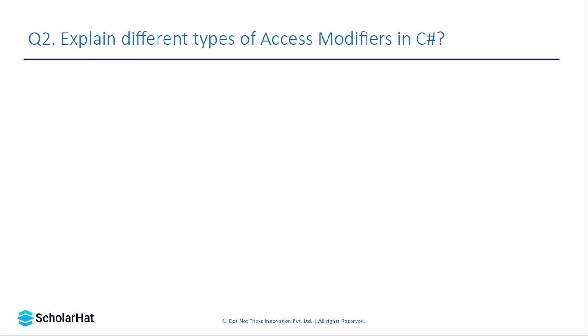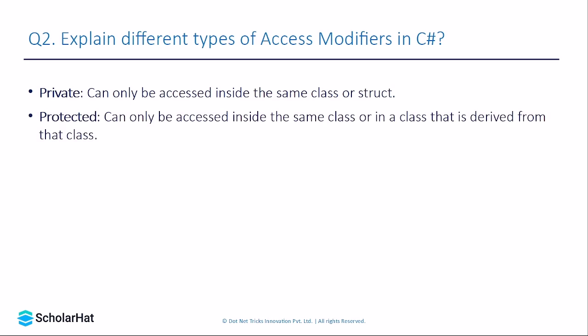So, the different types. The first is private. A private access modifier can be accessed inside the same class or a struct. So this is having the least exposure. Whatsoever you declare as private can be accessed in the same class only. It cannot be exposed to the outer class. If I create an object of that class, we cannot access that because that is termed as private.